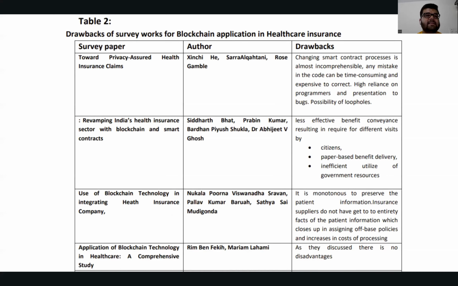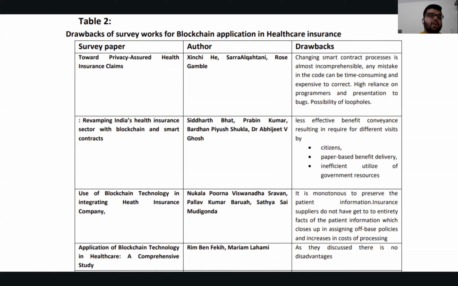So, as you can see in this table, there are the drawbacks of survey works for blockchain application in healthcare insurance. The first survey paper was privacy assured health insurance claims. The authors are Jingxi He, Sarah, and Rose Gamble. So the drawbacks are shown here: changing smart contract processes is almost impossible. Any mistake in the code can be time consuming and expensive to correct. There is high reliance on the programmers and exposure to bugs, and the possibility of loopholes.